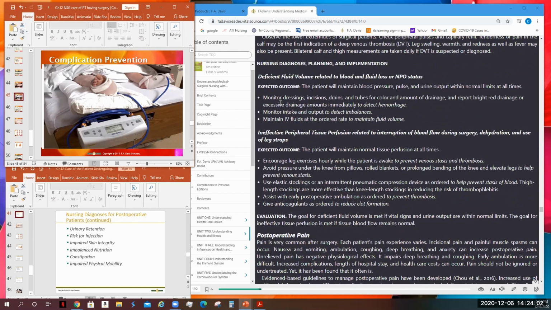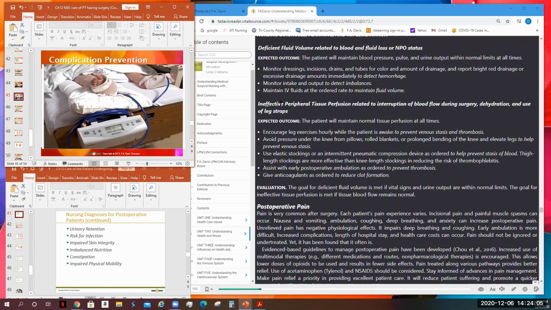Nursing diagnosis, planning, and implementation. Deficient fluid volume related to blood and fluid loss or NPO status. Expected outcome: The patient will maintain blood pressure, pulse, and urine output within normal limits at all times. Monitor dressings, incisions, drains, and tubes for color and amount of drainage, and report bright red drainage or excessive drainage amounts immediately to detect hemorrhage.